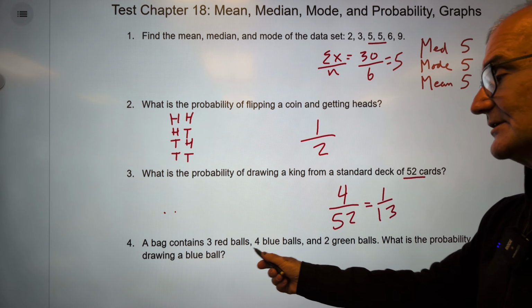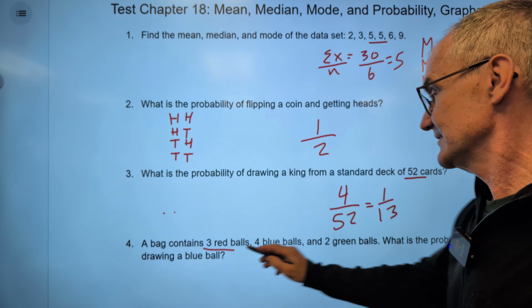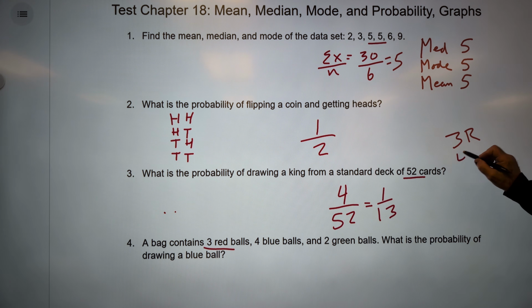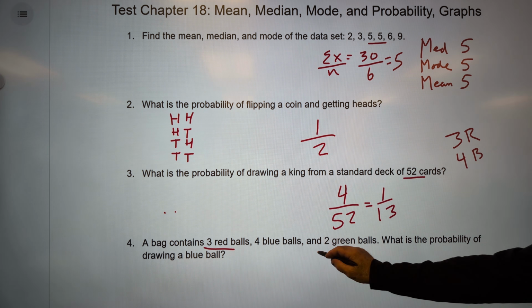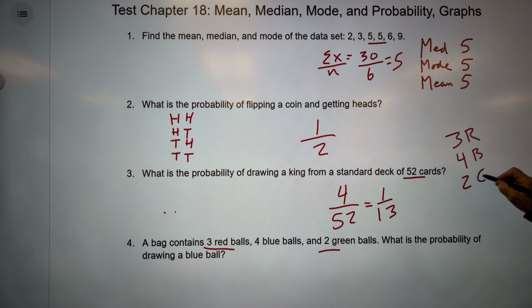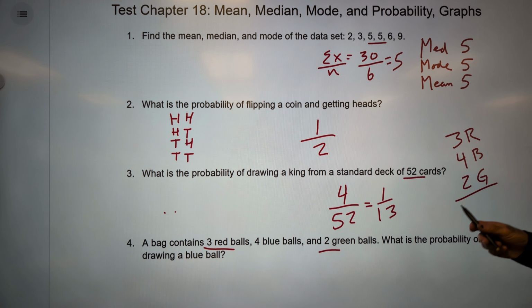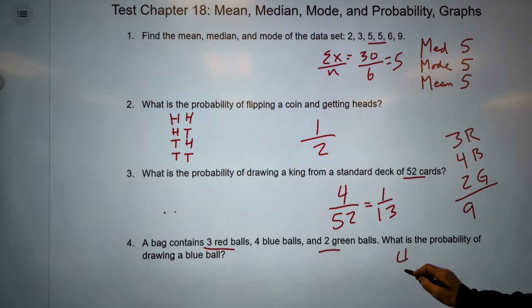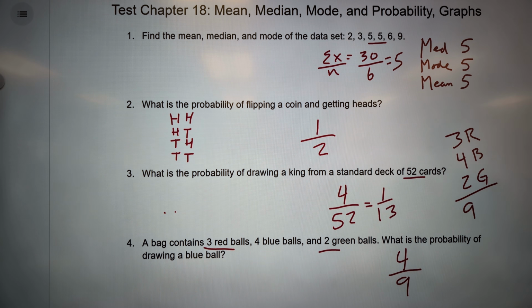Number 4, let me draw out the sample space. I have 3 red balls, 4 blue, 2 green. First thing I really need to do is figure out my sample space, my total number. 3 plus 4 is 7 plus 2 is 9. What is the probability of drawing a blue? Well, a blue, there are 4 out of the total of 9. Correct answer, 4/9.